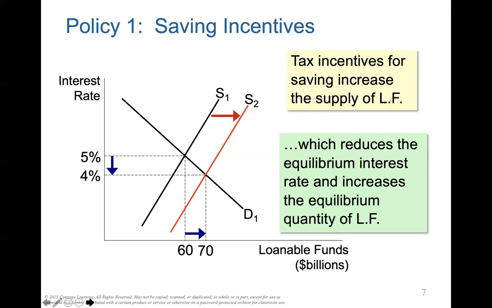The new supply curve has a new equilibrium. In this particular case, any kind of savings incentive that increases the savings in the United States or any other country will cause more funds to be available and the interest rate to be lower. So it reduces the equilibrium interest rate and increases the equilibrium quantity of loanable funds available.